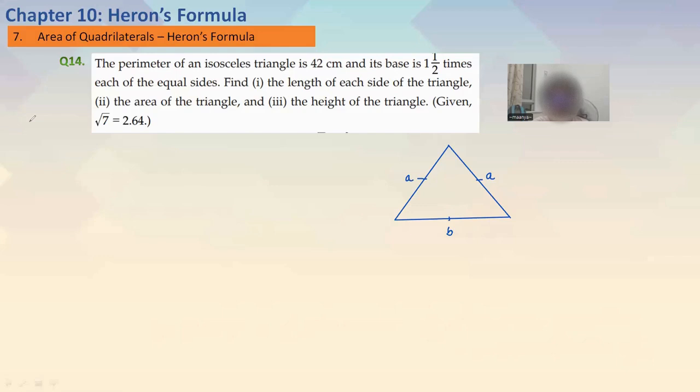It's not B. I mean, initially I thought... So it's B is equal to 1.5 A. Yeah, absolutely. Let A be the length of the equal sides. Can we begin like this? Yes. And B be the base.